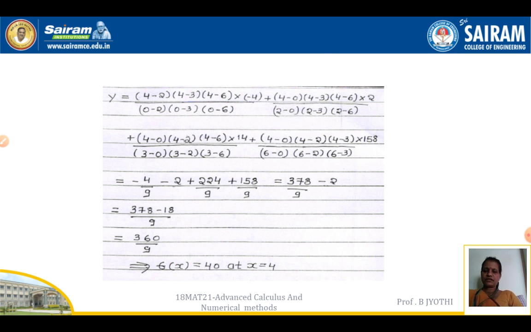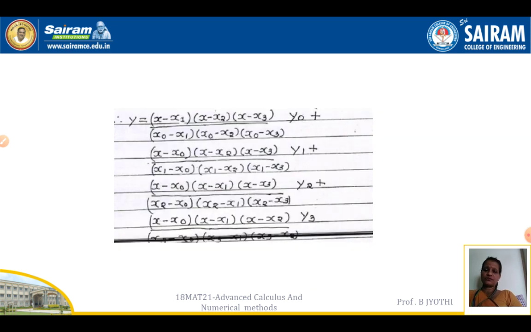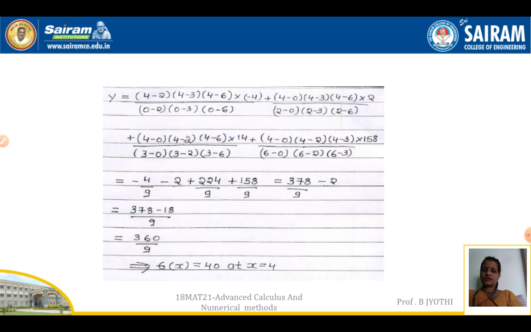Next we have to substitute the values of x: x0, x1, x2, x3 and y0, y1, y2, y3. After substitution of all these points and simplification, we get 378 by 9 minus 2, and on LCM it is 378 minus 18 by 9, that is 360 divided by 9. So f of x is equal to 40 at the point x is equal to 4.